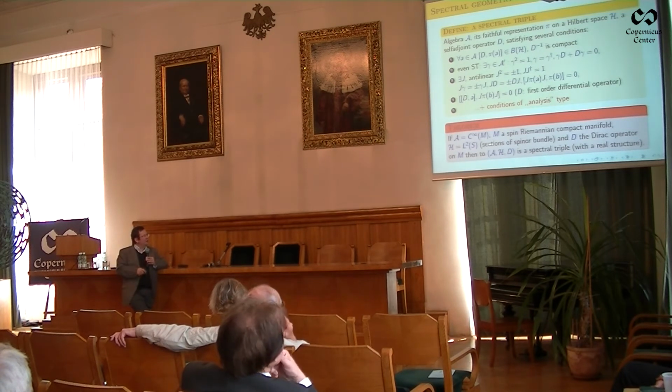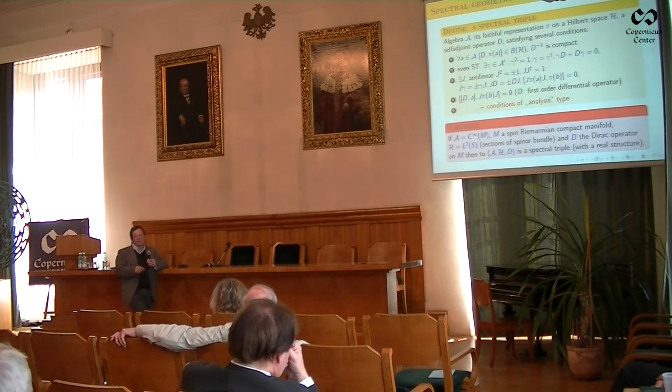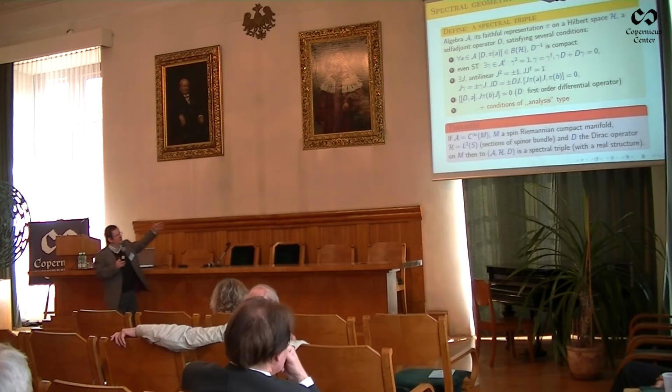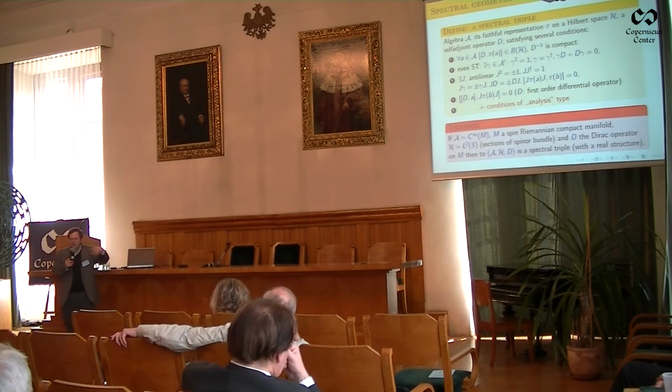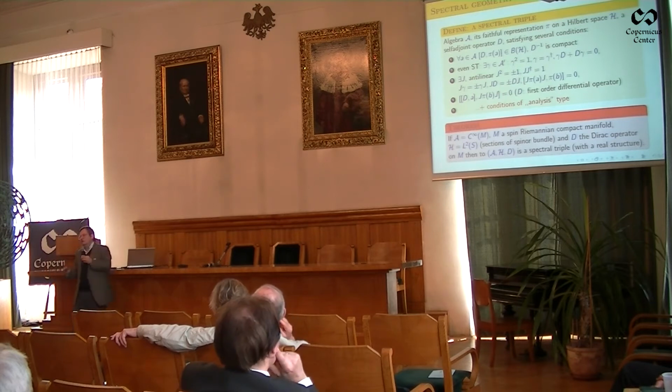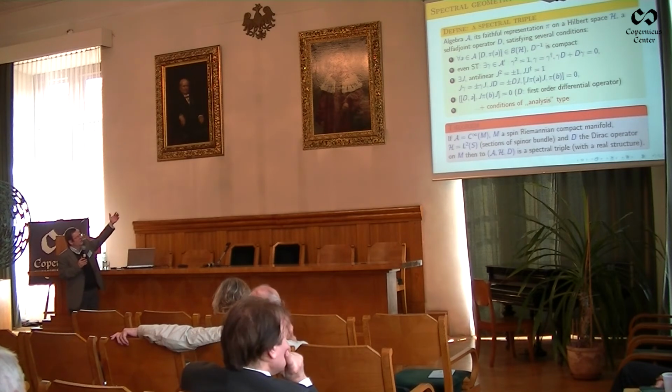And this Dirac operator is then, there's a theorem, an operator on this Hilbert space that satisfies all these conditions. In addition, if your manifold is even dimensional, you have this gamma. If the manifold is spin, then you certainly have this J. In physics, it's called complex conjugation. And then the theorem is that this is a spectral triple with real structure, so a real spectral triple. Shortly speaking, this is a motivation.